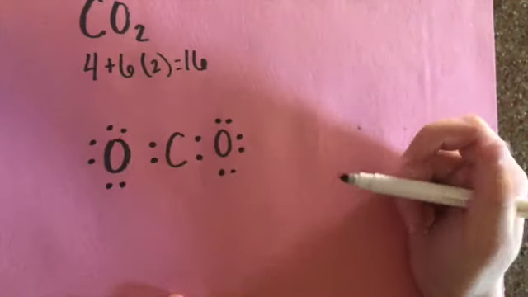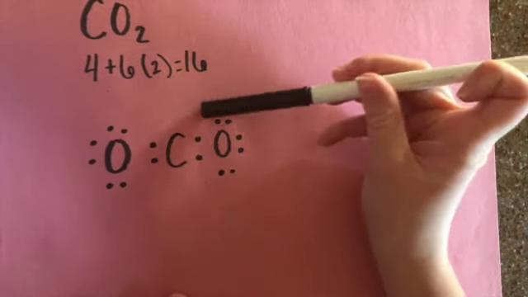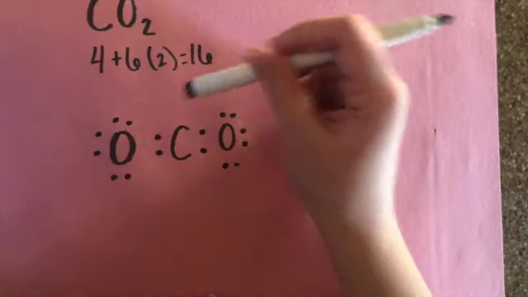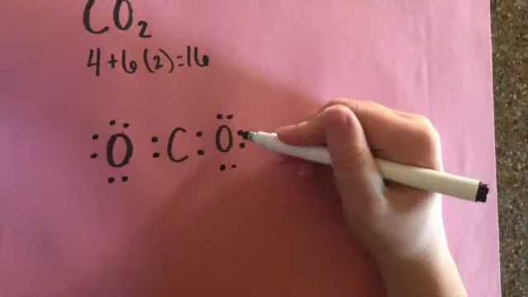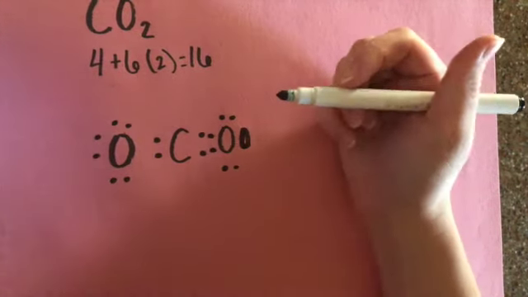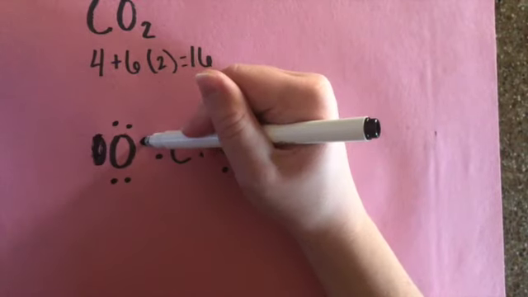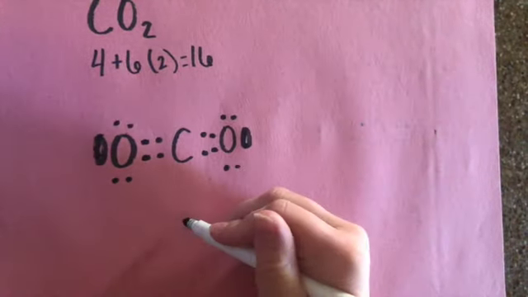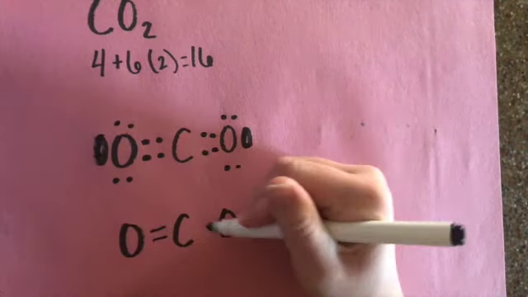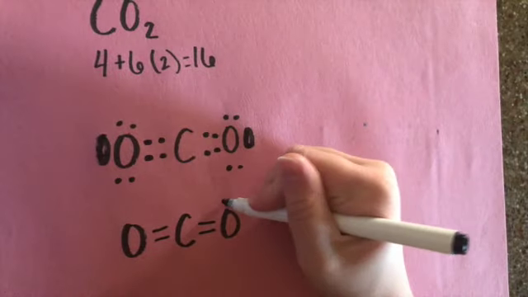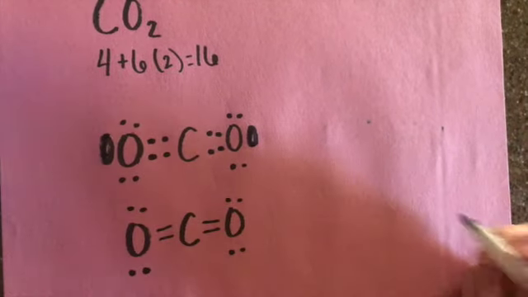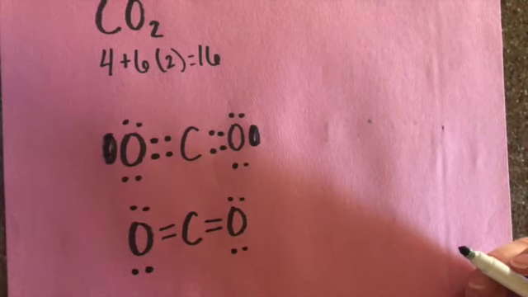So now we're going to check for octets. So this oxygen has an octet and this oxygen has an octet, but carbon does not. So what we're going to do is we're going to put these 2 electrons and we're going to create another bond between this carbon and oxygen, and we're going to do the same on the other side. So now we'll redraw it, and there will be 2 bonds between here and 2 bonds between here, and then the remainder of the electrons. And now there is a formal charge of 0, and there's your Lewis dot.